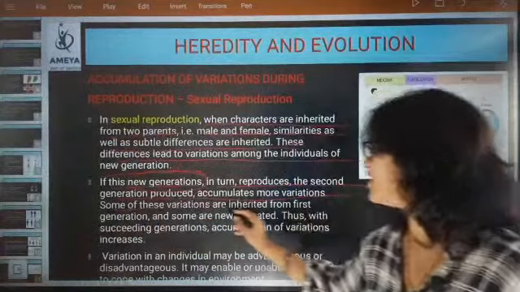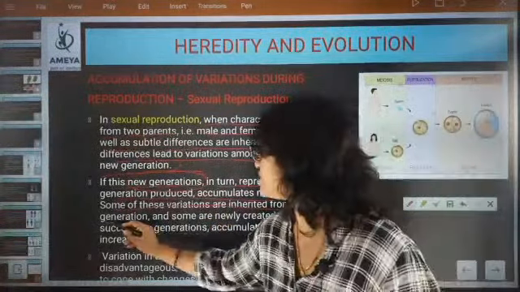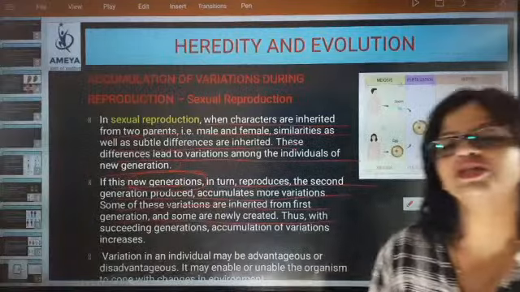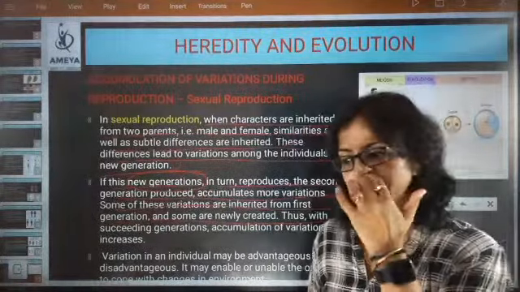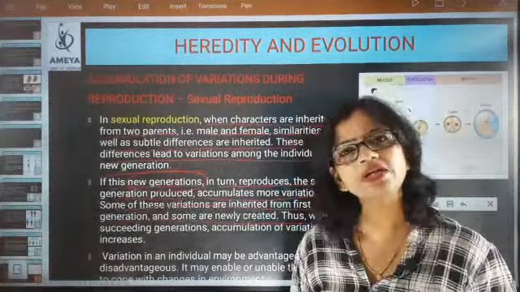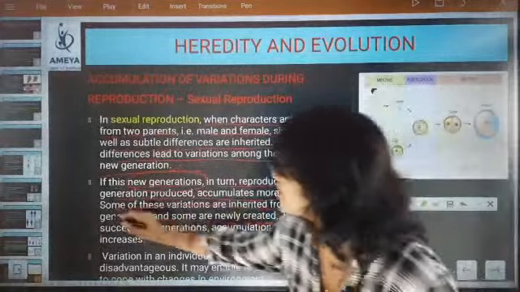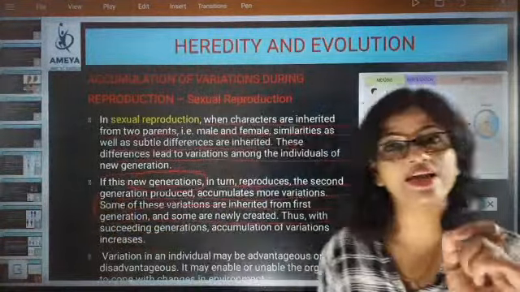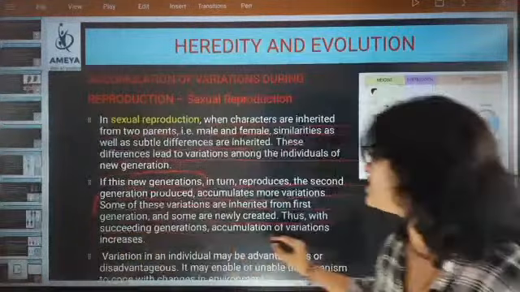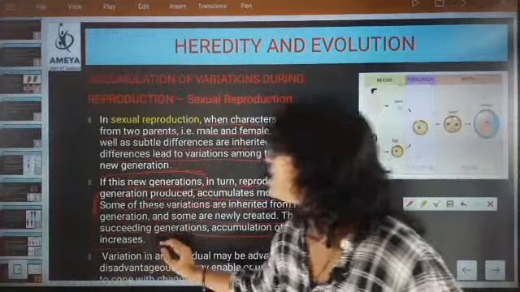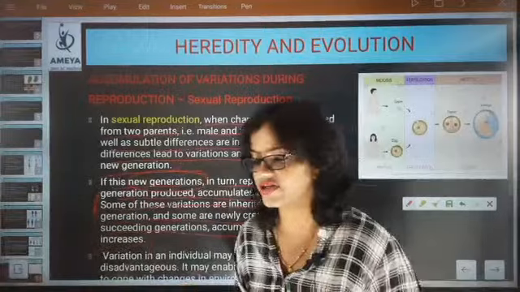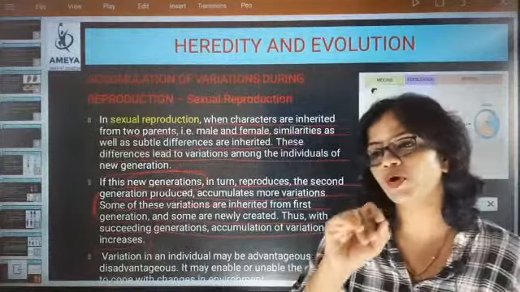So some of these variations are inherited from the first generation and some are newly created. First you have to understand, I am giving you one simple example because this is a very important point. They may drag you in this point, because first filial generation is first generation, second filial generation is second generation. So I want to tell you one very important discussion.